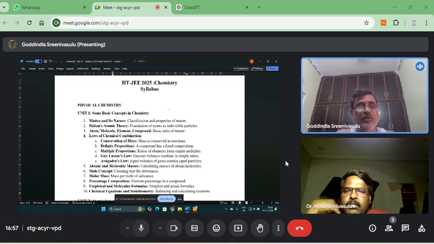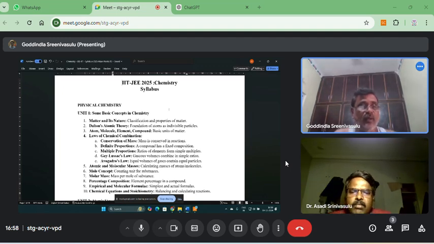Then coming to the laws of chemical combination, when a chemical reaction is happening, what are those laws? Conservation of mass: mass cannot be created or destroyed. Definite proportions: the proportion among the reactants in the products. Multiple proportions: when one reactant reacts with another reactant in certain proportions, 1 is to 2 or 1 is to 3, like that, multiple proportions will exist. Then Gay-Lussac's law, gaseous volumes combine in simple ratios. Again, Avogadro's law, equal volumes of gases contain equal numbers of particles.